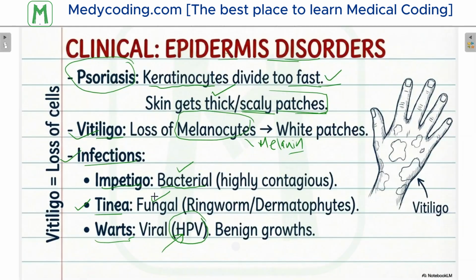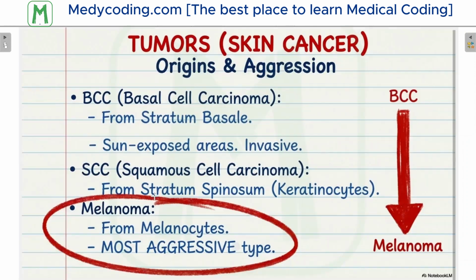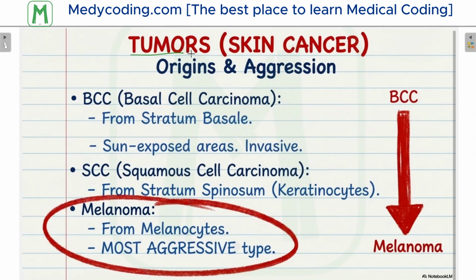Now in the next slide, we'll discuss the tumors of the skin. That is very popular because for tumors, the physician performs excision. And excision is a common procedure in the integumentary system. Now we will discuss the tumors of the epidermis. The first is basal cell carcinoma. The basal cell is found in the stratum basale layer of the skin.